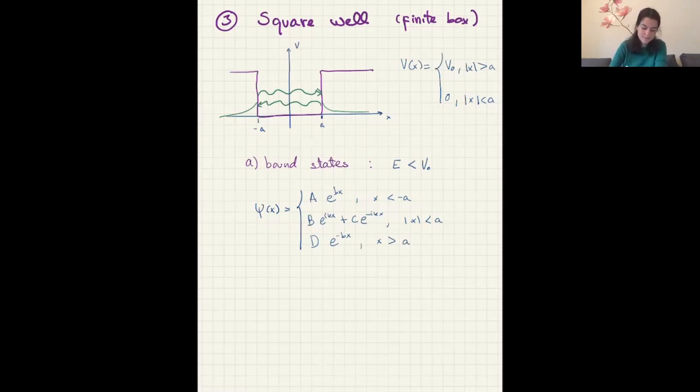What are this B and K's? Just like before, we saw that they just depend on the energy of the particle and the potential. So β is the square root of 2μ(V0 minus E) over ħ squared. Okay, and now this is where we're going to use the clever trick.